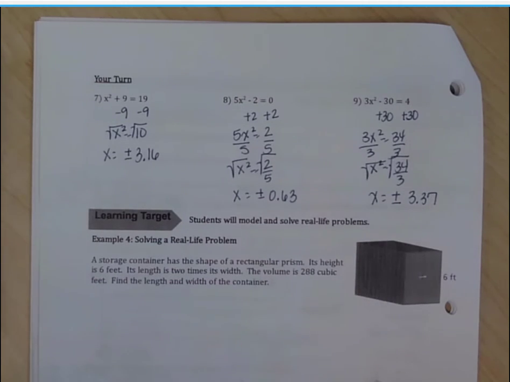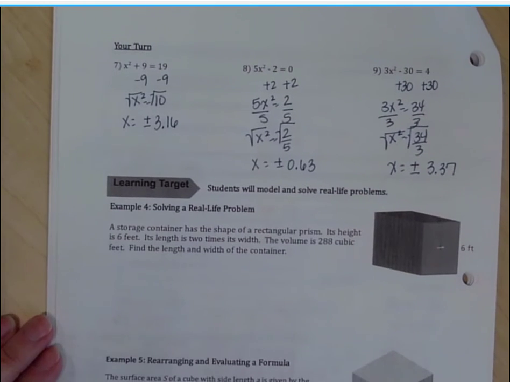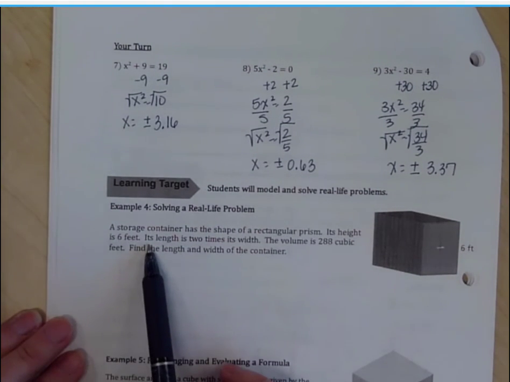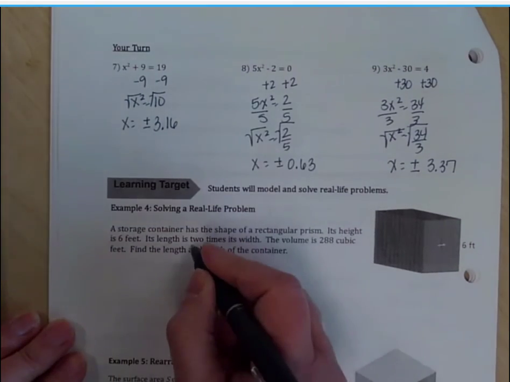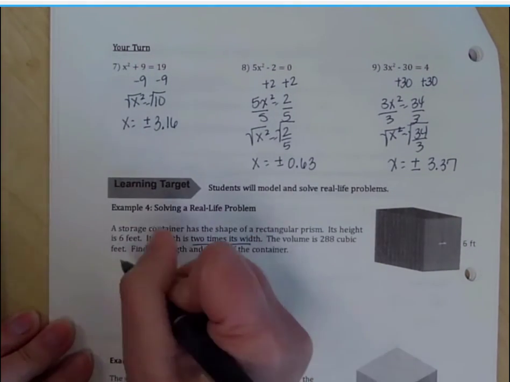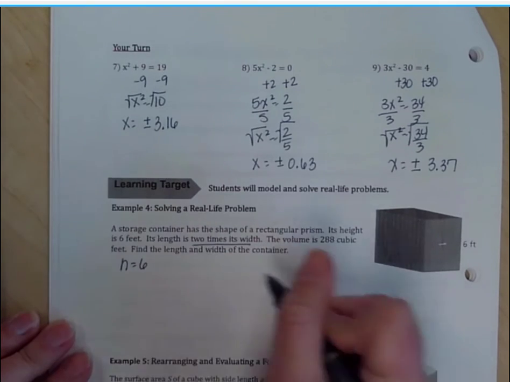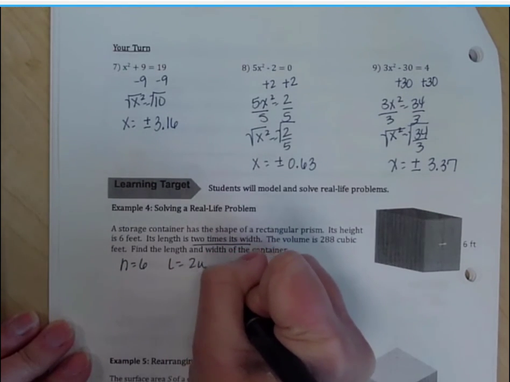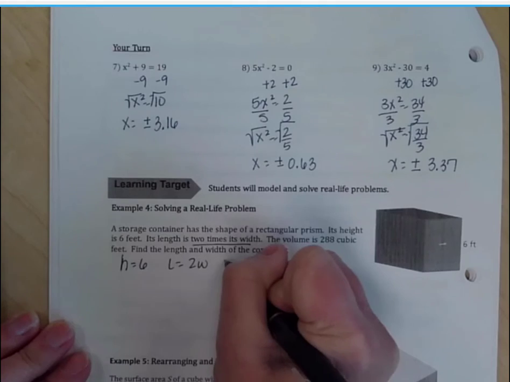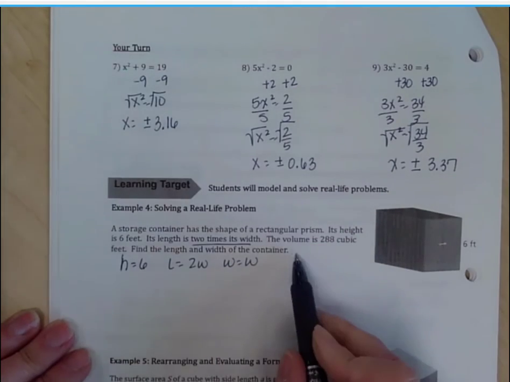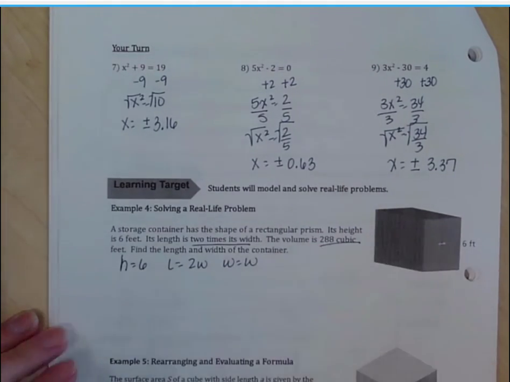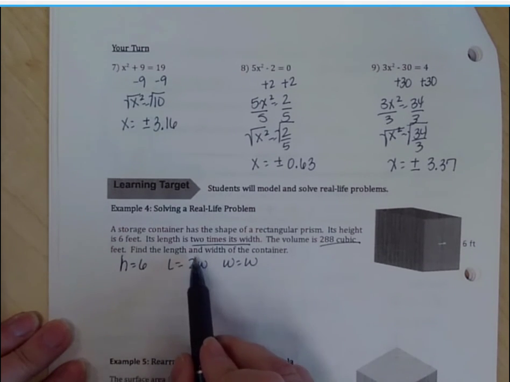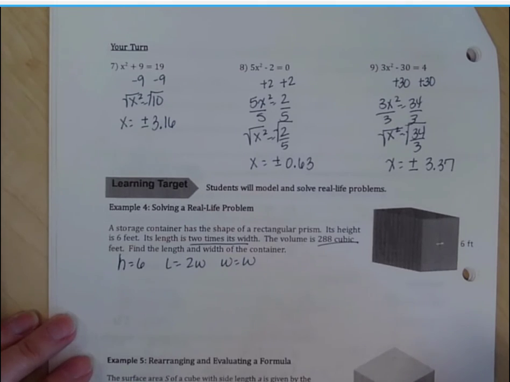All right, let's now take a look here at example 4. The storage container has the shape of a rectangular prism. Its height is 6 feet. Its length is 2 times its width. So we have height is 6, length equals 2w, and width is w. And so the volume is 288 cubic feet. Find the length and the width of the container.